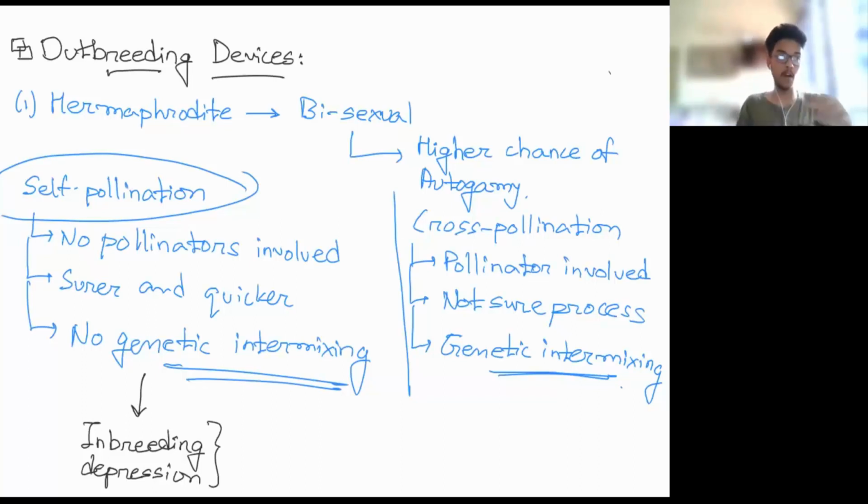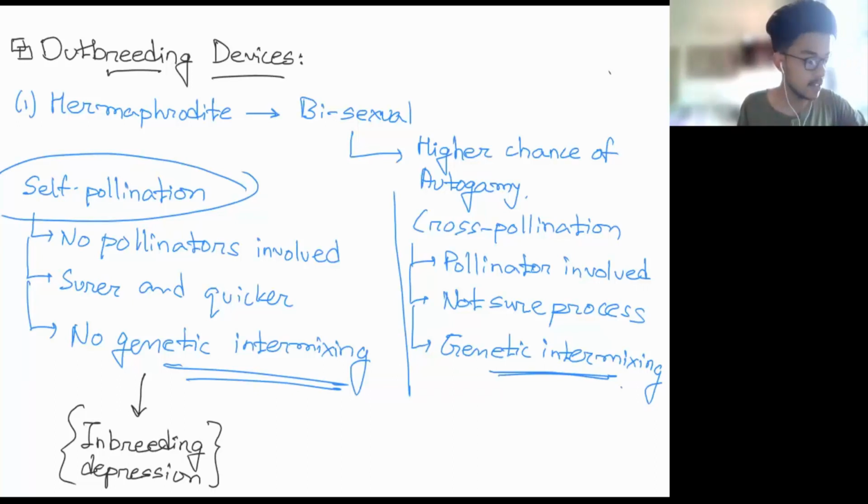Okay, so you're going to find the reference of this inbreeding depression more in the chapter strategies for enhancement in food production. But here it would suffice to understand that continued self-pollination would result in inbreeding depression. The reason is very clear: there is no genetic intermixing for consecutive generations.